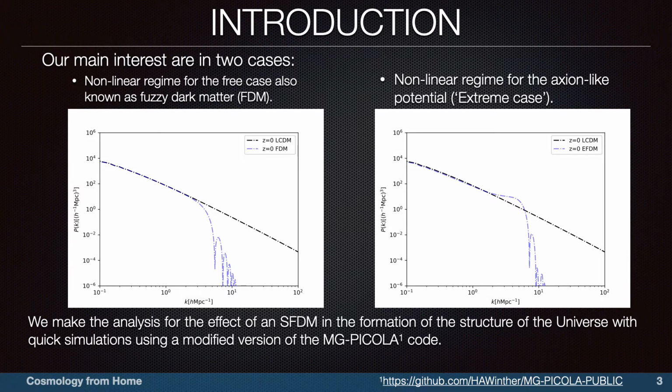To do the analysis, first we implement the scalar field dark matter model into the code MG-PICOLA to solve the evolution of the structure. This is a hybrid code that is specialized in modified gravity. With this implementation, we take advantage of the mathematical similarities that our solution has in comparison with the code.